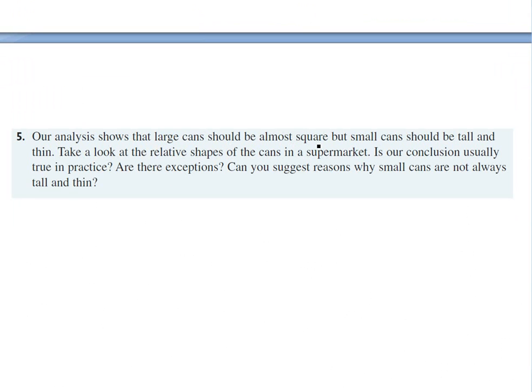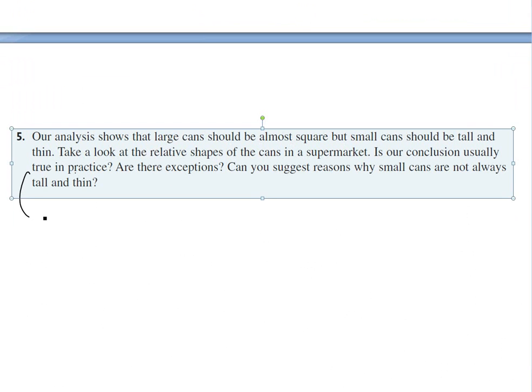Okay, now if we look at the final question: our analysis shows that large cans should be almost square, but small cans should be tall and thin. If you take a look at relative shapes in the supermarket, this is usually true. So is our conclusion usually true? I say yes, usually, because you're not going to have a really large can that's really, really tall, because that's just ridiculous. I've never seen one like that.